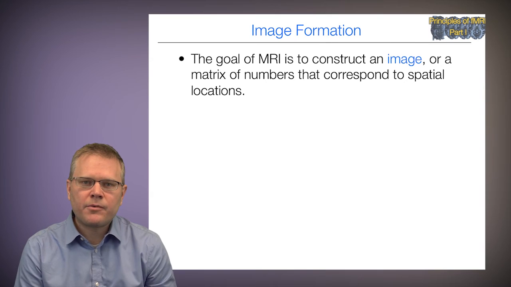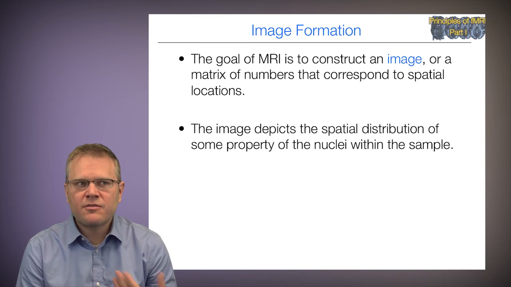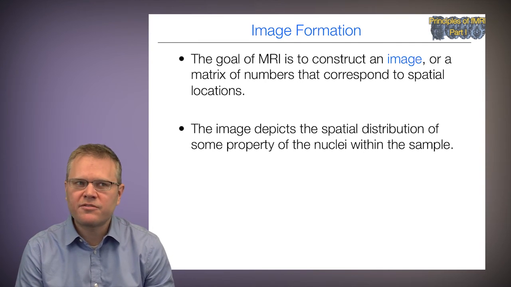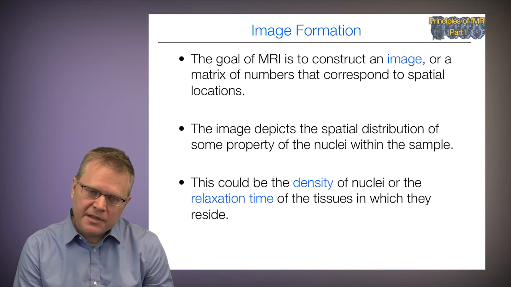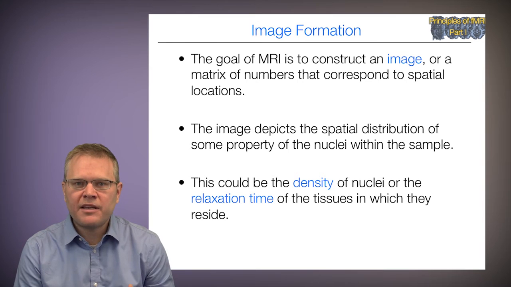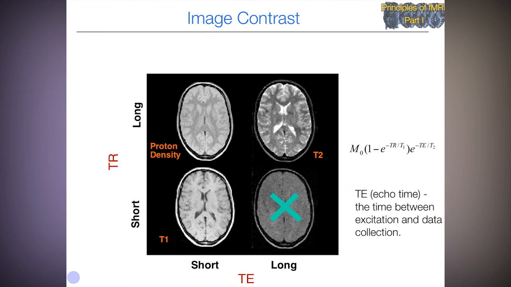So the goal of MRI is to construct an image, or a matrix of numbers that correspond to spatial locations. And so the image depicts the spatial distribution of some property of the nuclei within the sample. This can be the density of nuclei, so how many protons are in an area of the brain, or the relaxation time of the tissues in which they reside. So here we see an illustration of this: by altering values of TR and TE, we can focus on different characteristics of the tissue.